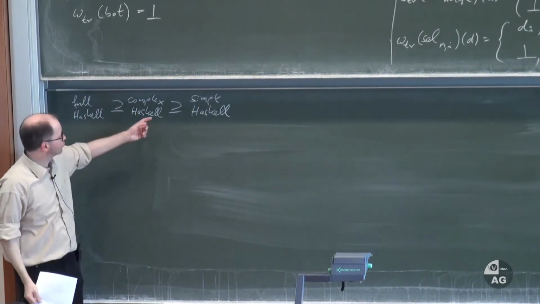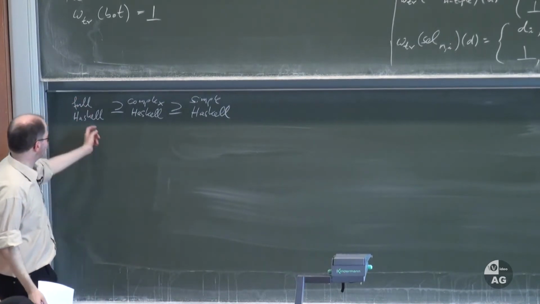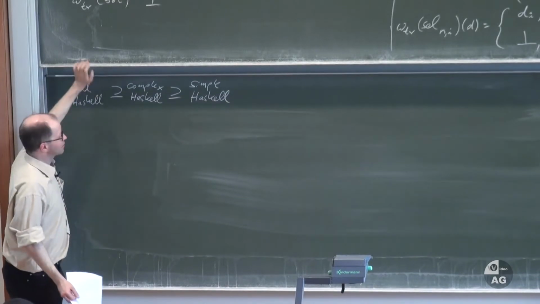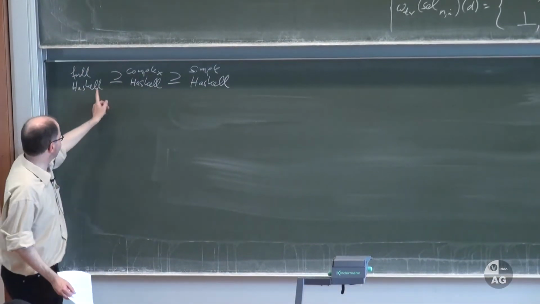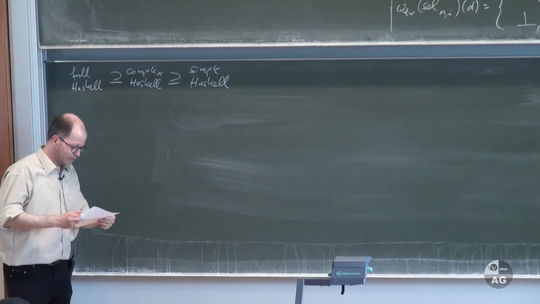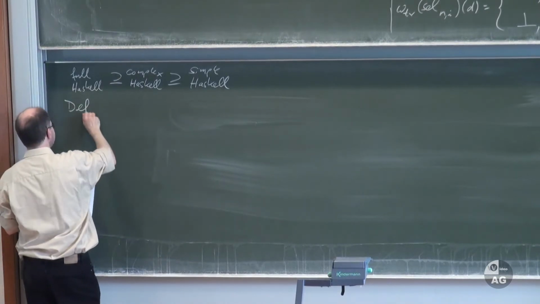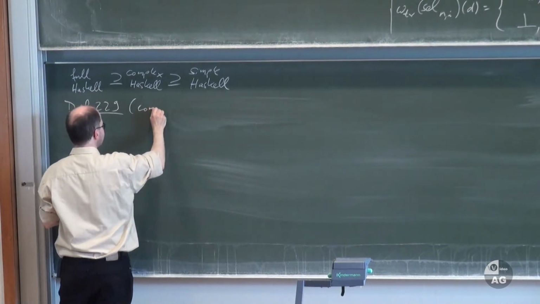And we will show how to get from complex Haskell automatically to simple Haskell. We will omit the step from full to complex Haskell because this would introduce several more technicalities. So what's the difference between full and complex Haskell? Well, let's define what complex Haskell means. So what is complex Haskell?